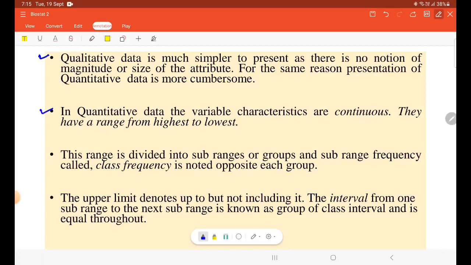Now in quantitative data, the variable characteristics are continuous. They have a range from highest to lowest. Okay.